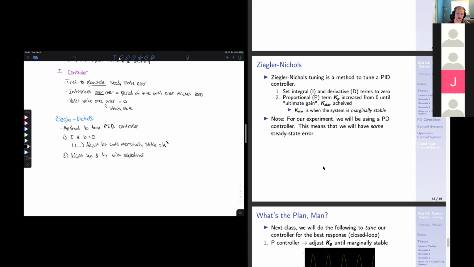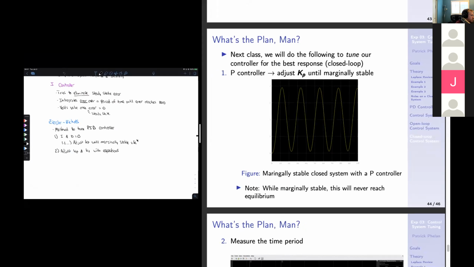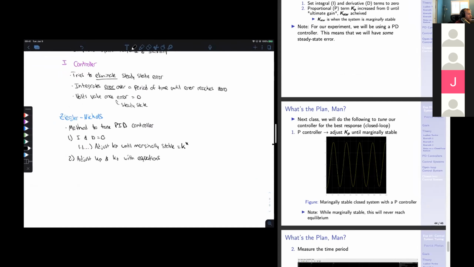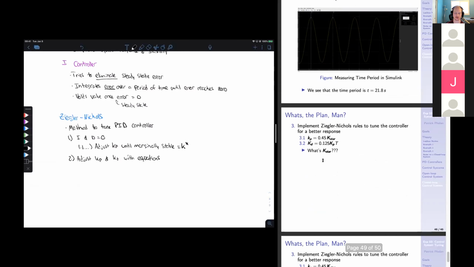All right, and then I have a note that since we're using a PD controller, we're going to have some steady state error. All right, so what's the plan? This is going to be the plan for the experiment. The mic again. So no, before we do that, let's write down those equations so we don't need to write anything more today.